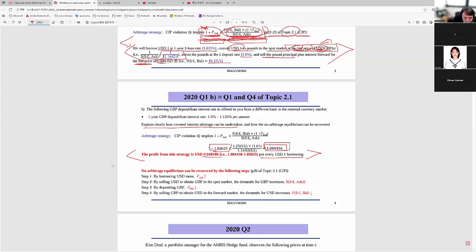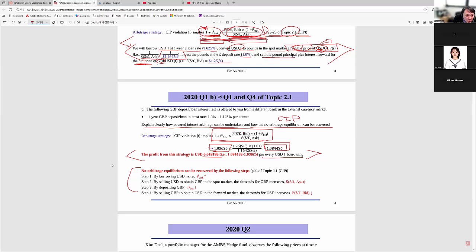We just explained that. Then now we have to think about how the no arbitrage equilibrium can be recovered, how CIP violation will be removed. We need to think about that. Now, once you identify these CIP violations, you're gonna implement arbitrage strategy. Not just you. Everyone is trying to exploit these violations. They're gonna implement same strategy. What is the same strategy?